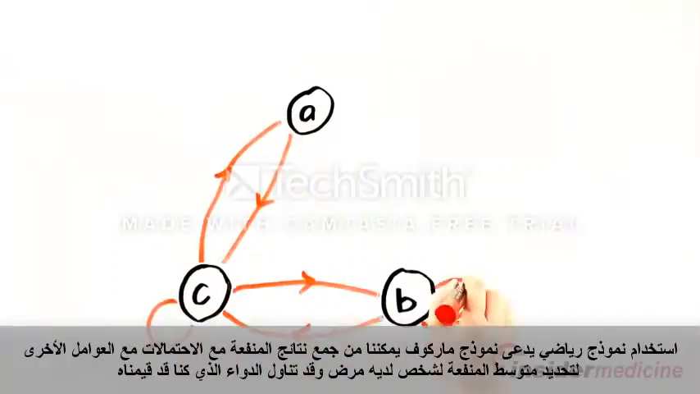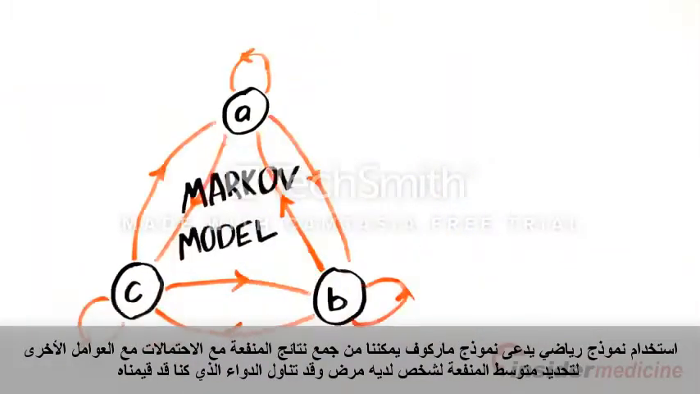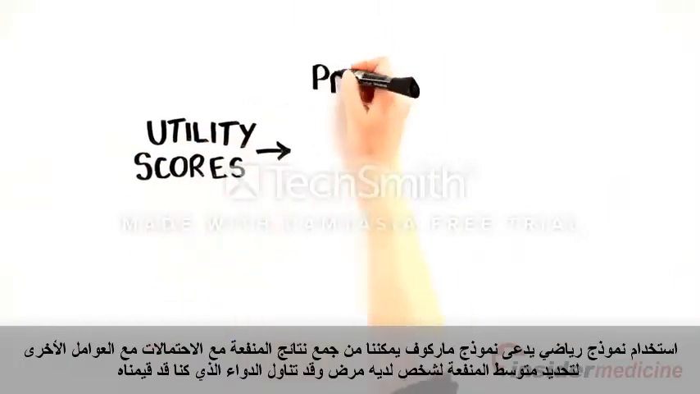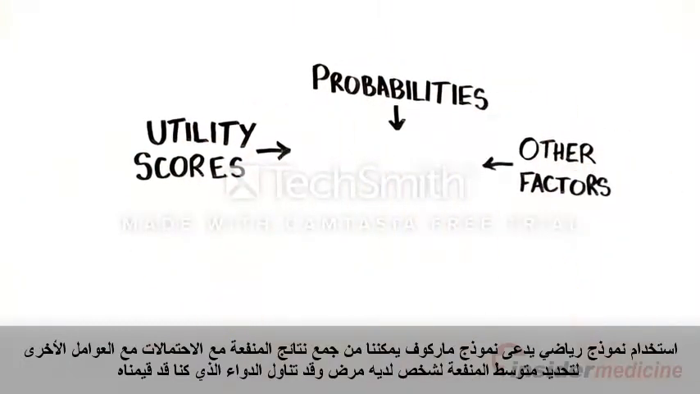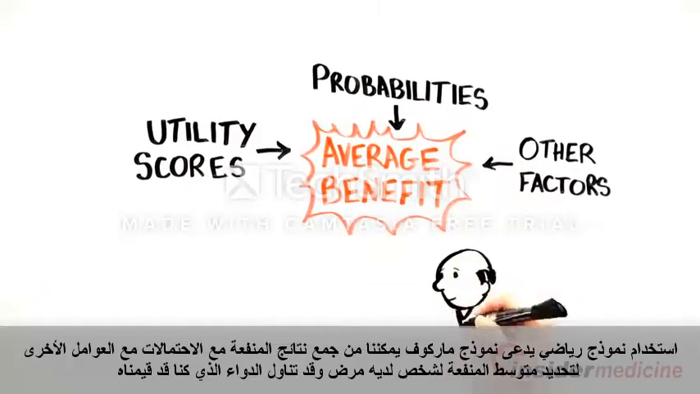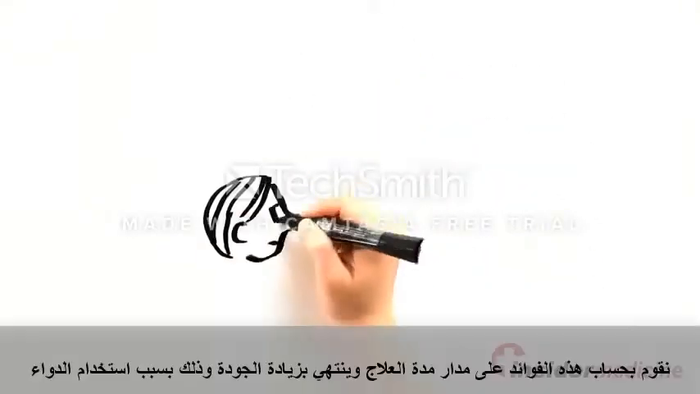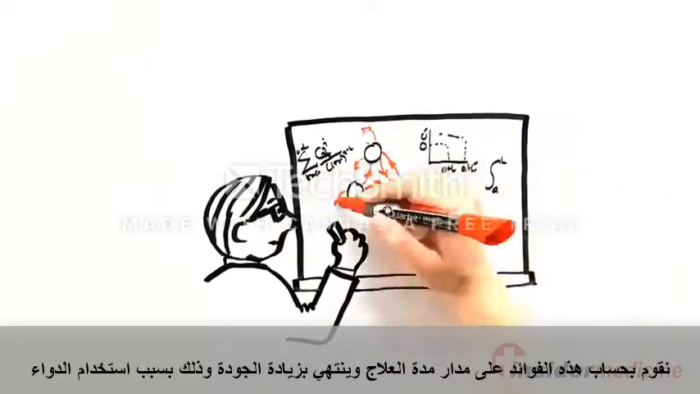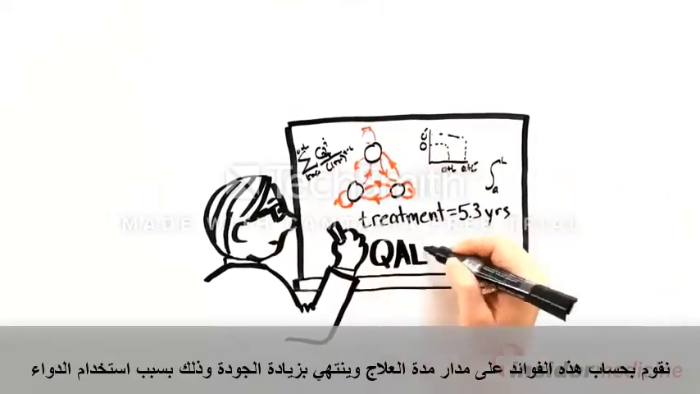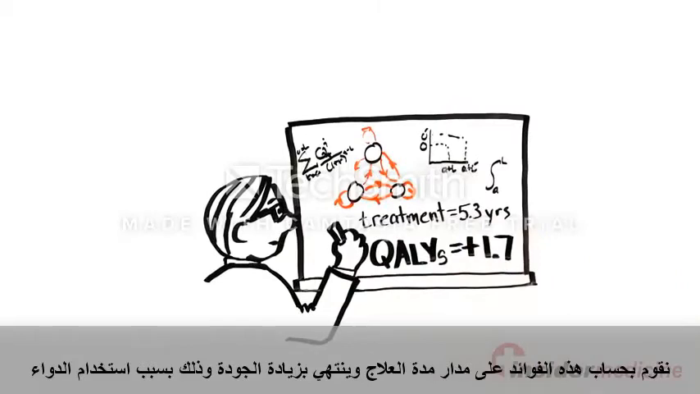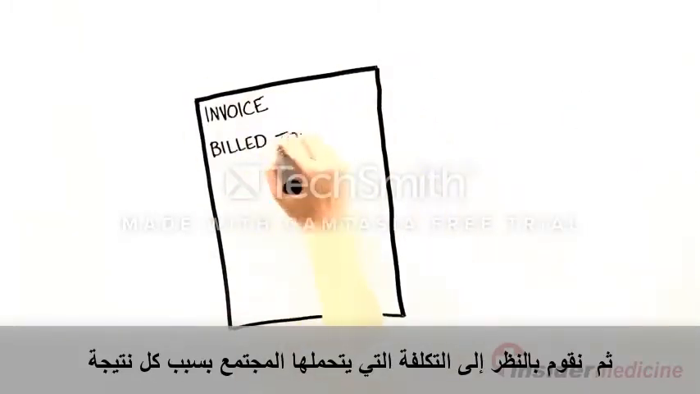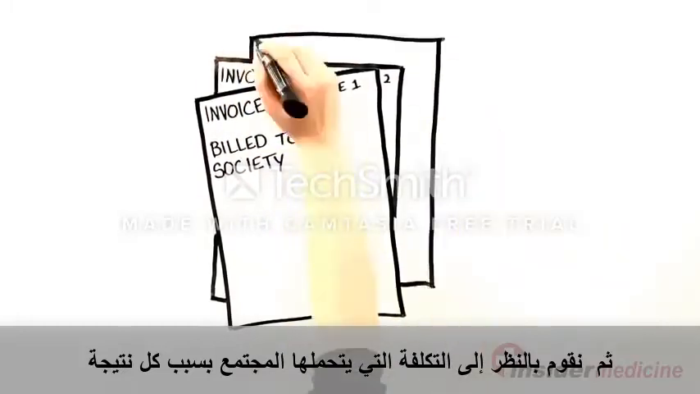Using a mathematical model called a Markov model, we combine the utility scores and probabilities and other factors to determine the average benefit to someone with a disease who takes the drug which we are evaluating. We calculate that benefit over the course of the treatment and end up with the increase in QALYs caused by the drug. The next thing we do is look at the cost to society as a result of each outcome.